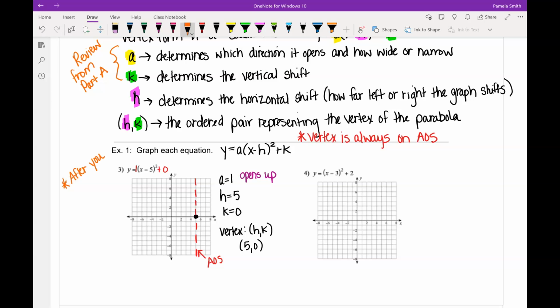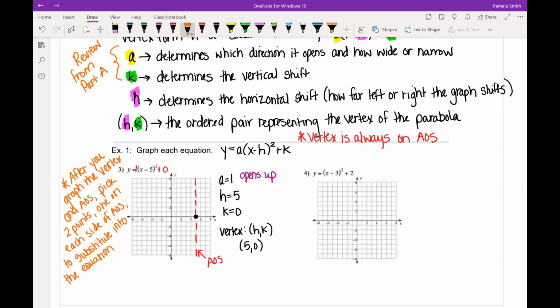After you graph the vertex and axis of symmetry, pick 2 points, one on each side of the axis of symmetry, to substitute into the equation to get the shape of the graph.